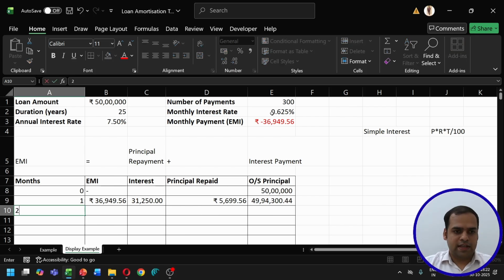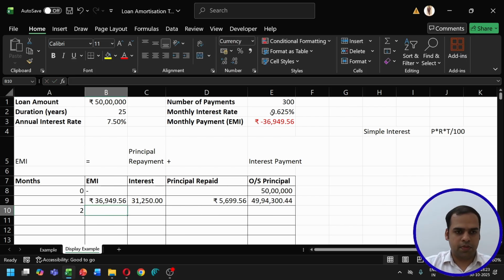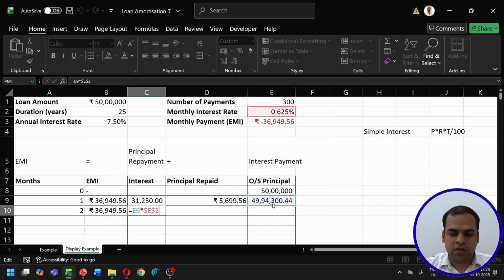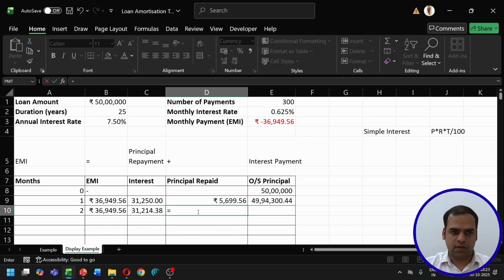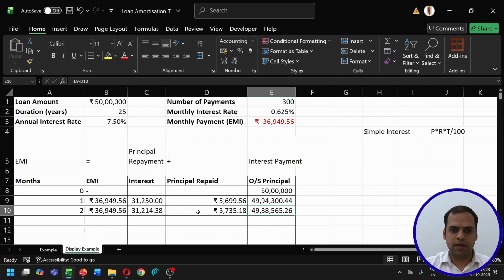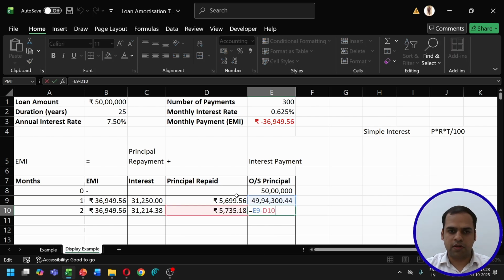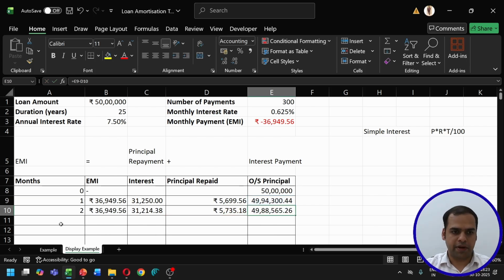Now to calculate for the second month, the EMI remains the same. The interest component will be the outstanding principal of the previous month, or the outstanding principal at the beginning of the month, into the monthly interest rate, 0.625%. And the principal repaid will be EMI minus interest. The outstanding principal will be the outstanding principal of the previous month, or the start of the month, minus the principal repaid.